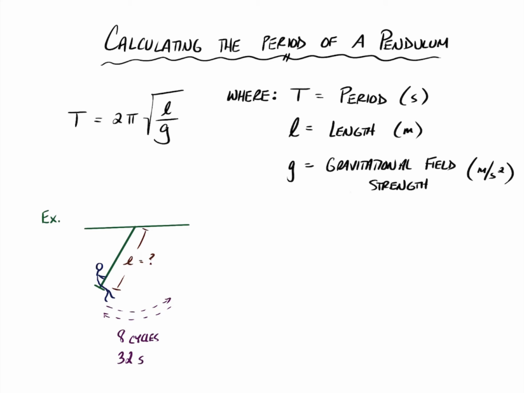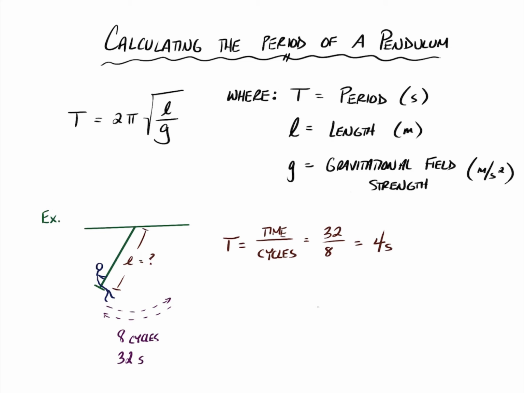We don't know what the length of that rope is though, but we observe them completing 8 back and forth cycles over the course of 32 seconds. That's actually enough information without directly measuring the length of the rope to determine how long it must be. So in this case, we'll start with calculating the period. We know period is the time taken to complete a certain number of cycles divided by the number of cycles. So in this case, it takes 32 seconds to complete 8 cycles. That means the period of this person's motion is 4 seconds. Every 4 seconds, they complete one cycle.